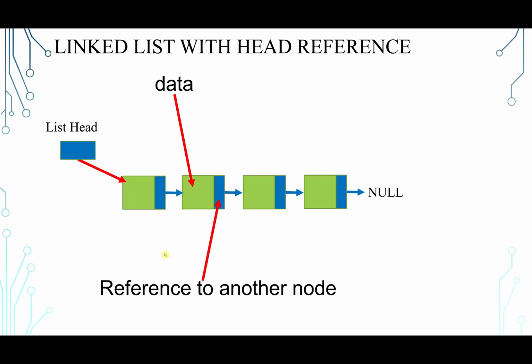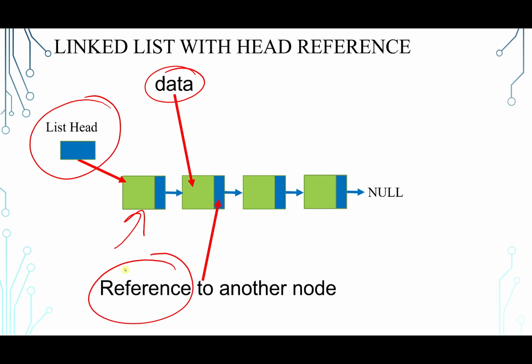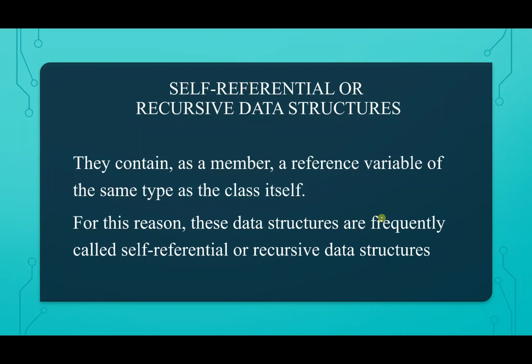So this is what I was talking about. You can have a list head, which is a pointer that points to the first node. Each node would have a data part and a reference to another node part. The last node is pointing to null. These are the most important things you should know by now.